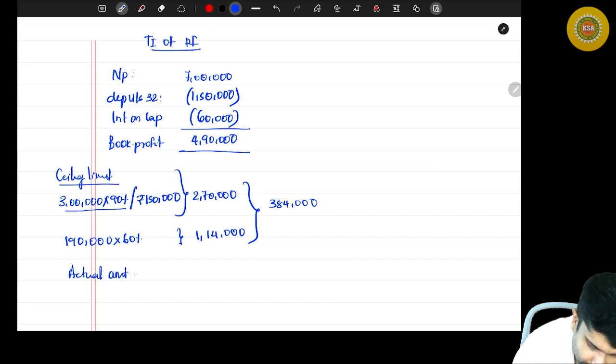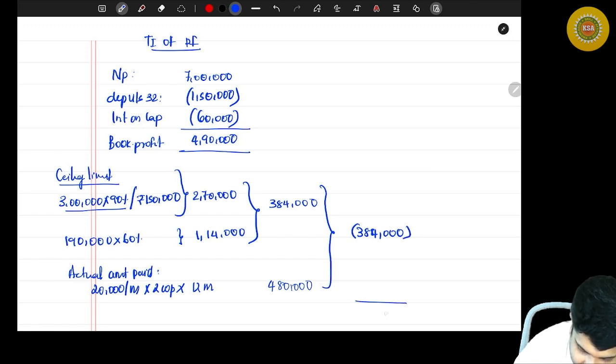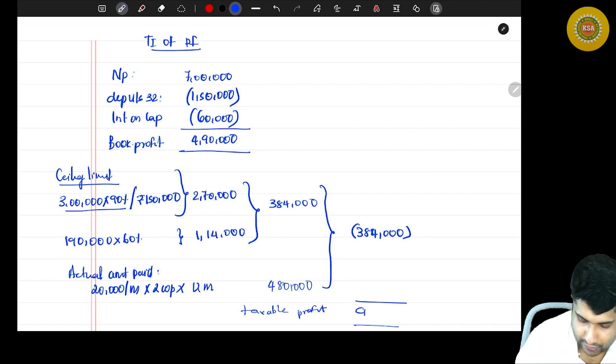Can you tell me how much is the actual amount paid? Actual amount paid is 20,000 per month into two working partners into 12 months. And how much is actual? 4,80,000. But you can claim only 3,84,000 as a deduction. So maximum deduction for the partnership firm is 3,84,000. Are you with me? And how much is the taxable profit for the partnership firm? 96,000. Are you all with me?